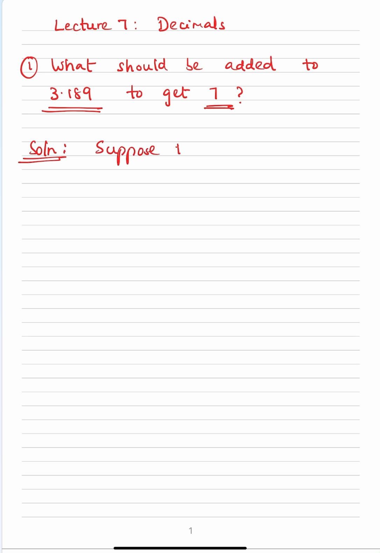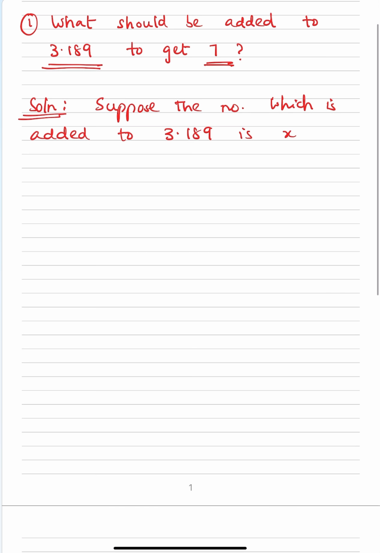Suppose the number which is added to 3.189 is, say, x. Okay, then we get answer as 7. So we can write it as 3.189 and the number, but the number here we have supposed as x. So plus x is equal to 7 because the answer we get is 7.